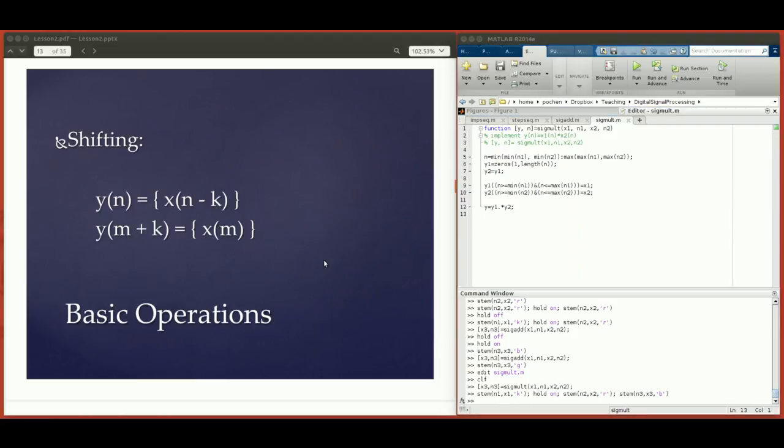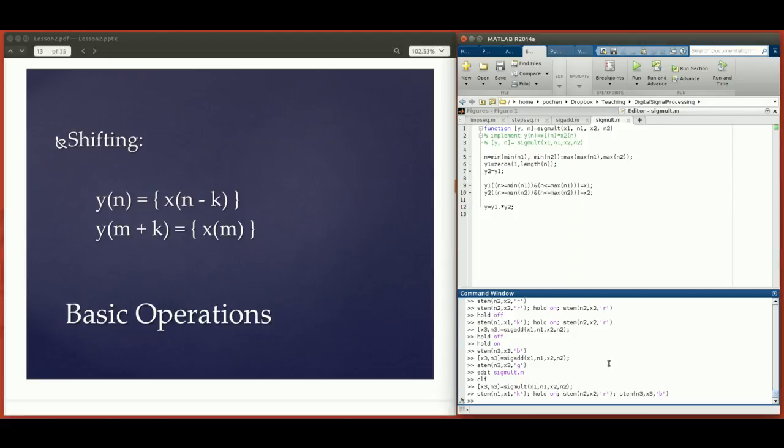Now let's write a function for the shifting operation. As you can see from the expression, the shifting operation doesn't involve changing the shape of the signal itself, changing the amplitude of the signal itself. It only involves changing the horizontal axis, basically. So let's write a function. Let's call it sig shift.